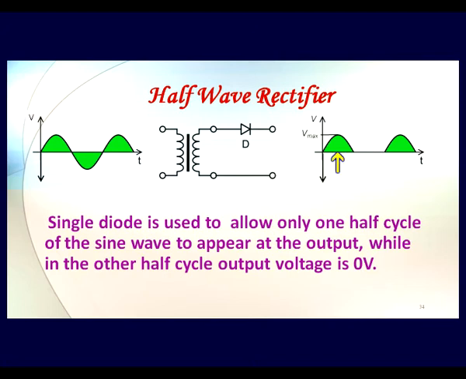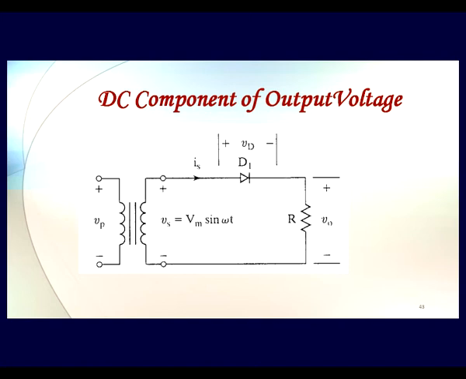We are calling it a half wave rectifier because only half of the wave we are using here, the remaining half is 0. So a single diode is allowing only one half cycle of the sine wave to appear at the output, while during the other half cycle the output is 0. Now, since we are successful in removing the negative half cycle of the input signal, the DC component of that circuit output is going to be different than 0 volt.